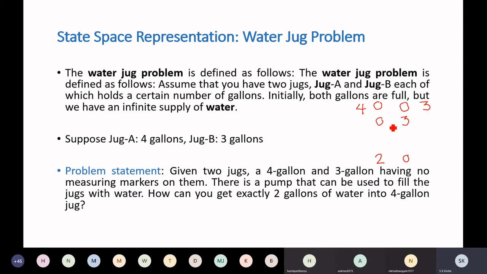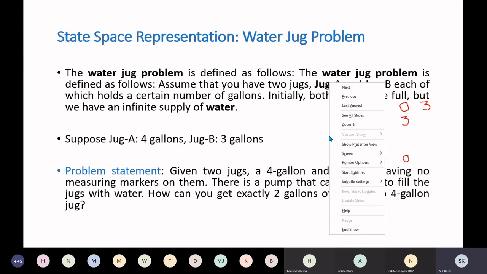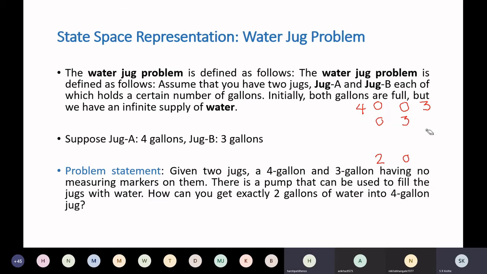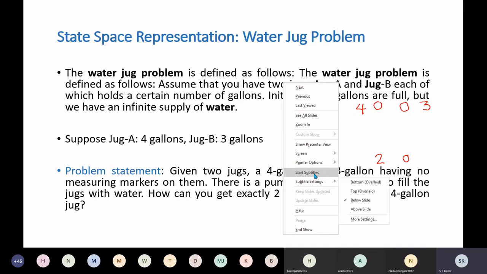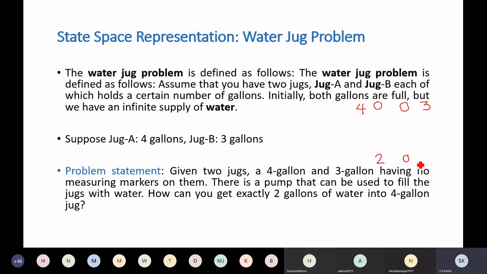So, okay, what we can do, we can have multiple different solutions for this problem. So, one way of doing this might be you may carry on working on this way. For example, you may fill 4-gallon jug and 3-gallon jug is empty. Then pour water from 4-gallon jug to 3-gallon jug. So 3-gallon jug will contain 3-gallon water and 4-gallon jug will contain 1-gallon water. Something like that.